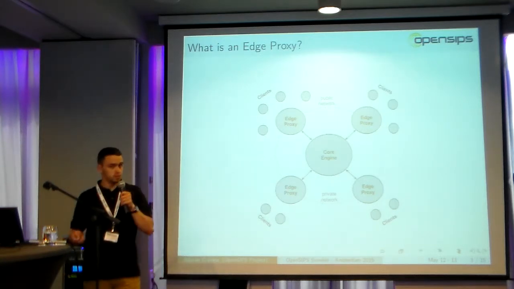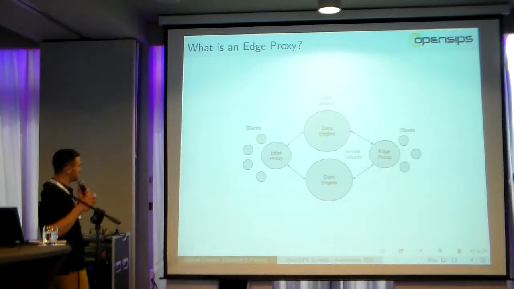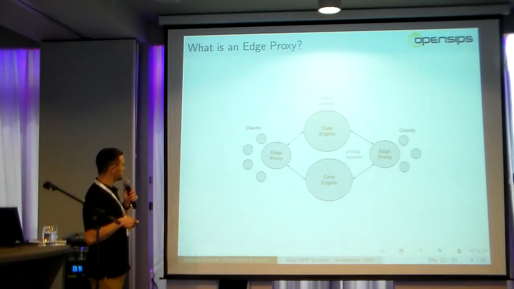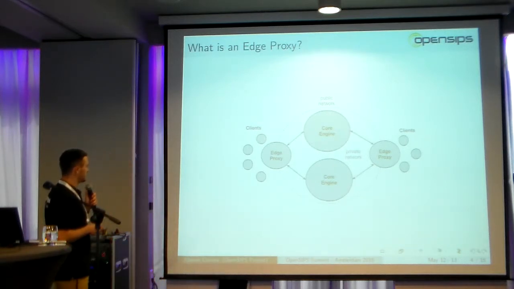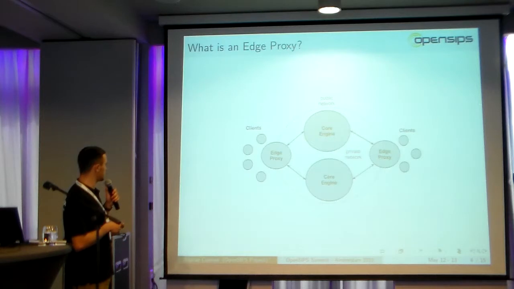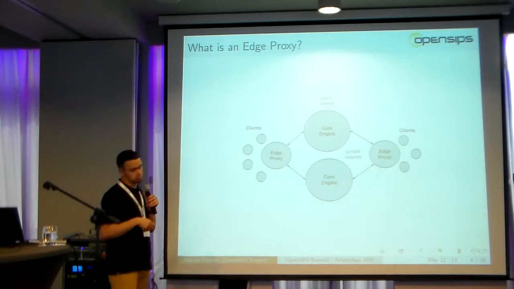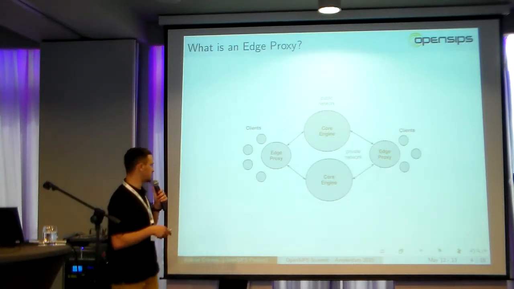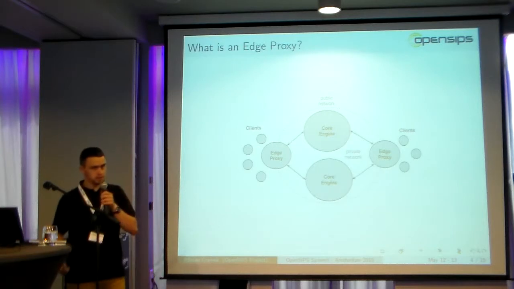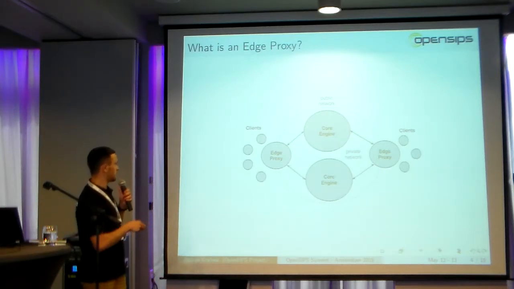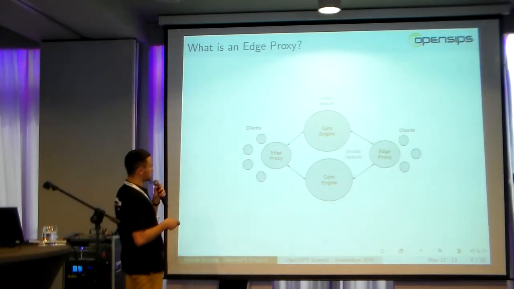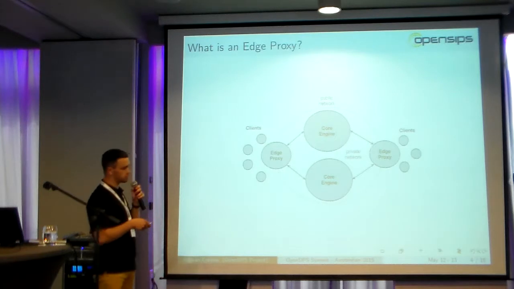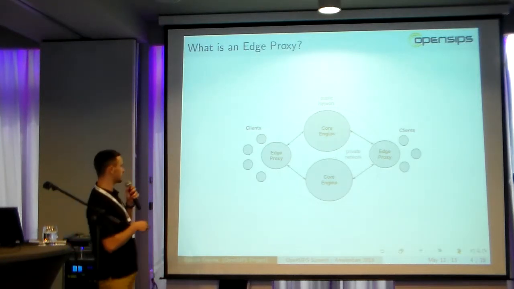That's one possibility. Another possibility is to have multiple engines and use the edge proxy as a sort of load balancer. So having the edge proxies here, with the clients in front of them, you can easily dispatch the request to one less loaded core engine. So basically the idea is the same. However, here we also have load balancer capabilities. The same, the core engines should be in a private network and should not be accessible from the outside, from the public network.